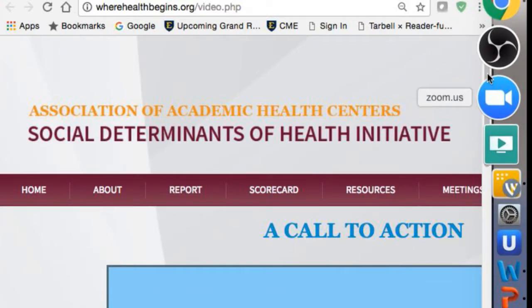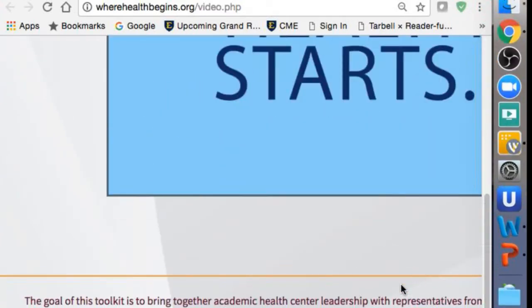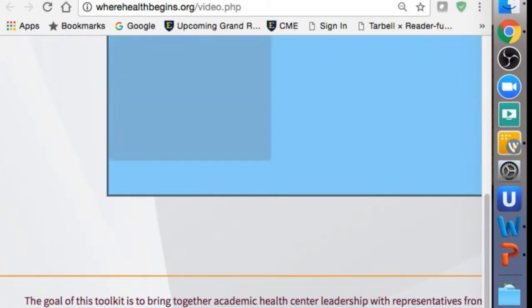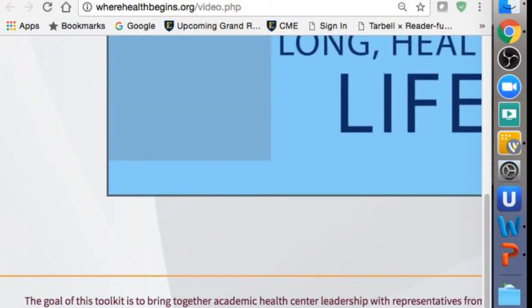Social determinants of health. Join the call to action. Health starts in our homes, schools, and jobs. We should have the opportunity to make the choices that allow us to live a long, healthy life.